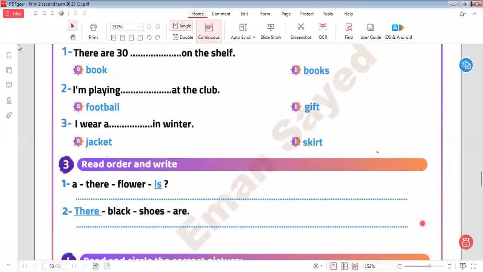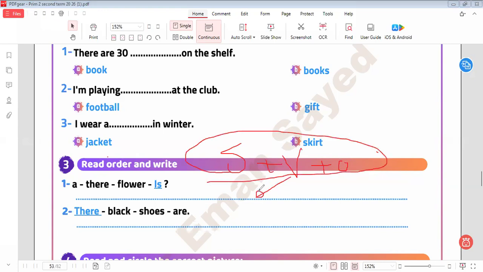Here we have subject plus verb plus object. When we make a question, I replace the verb instead of what? Instead of the subject. So here it will be, is there a flower? So I write the question here as it is. Is there a flower? And I put a question mark at the end of the sentence. Let's go to another one here.